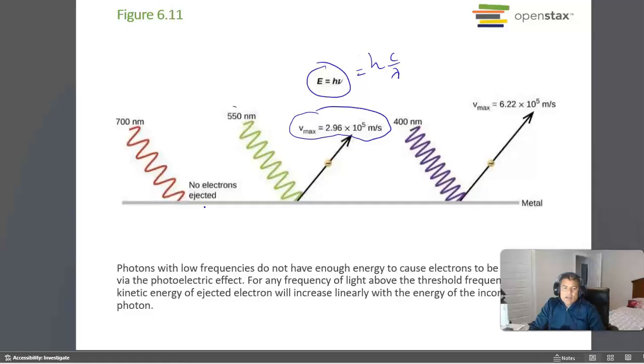So that's why the smaller the lambda, the more the velocity, because you have more energy, right? Because the lambda is in the denominator. As the wavelength decreases, energy will increase, because a smaller number in the denominator gives you a larger number altogether. Look at that: 500 nanometers gives 2.96 times 10 to the power 5 meters per second, but at 400 nanometers it is 6.22. It's increased. So that's the photoelectric effect.